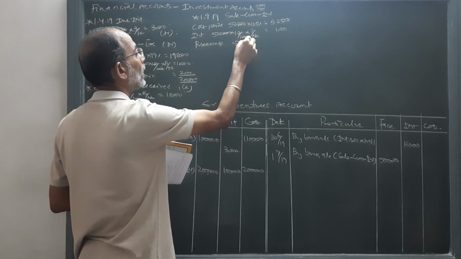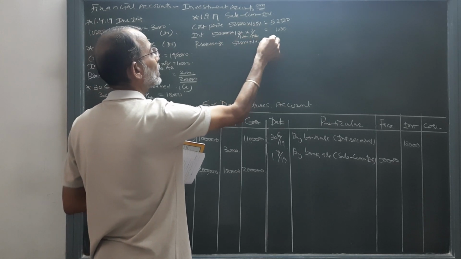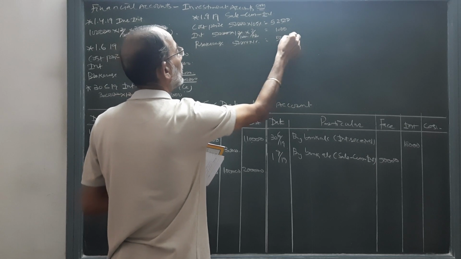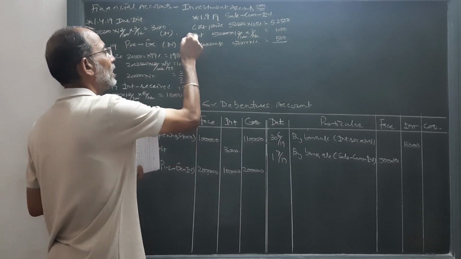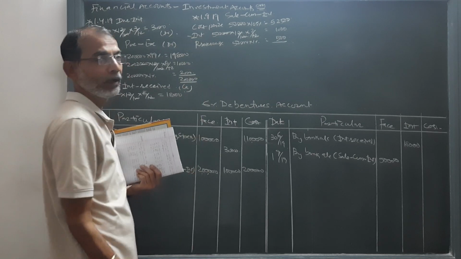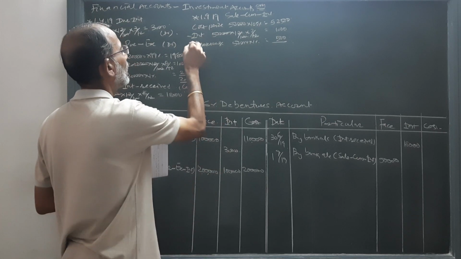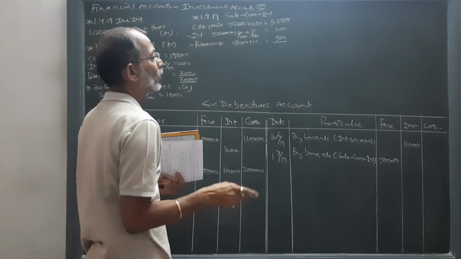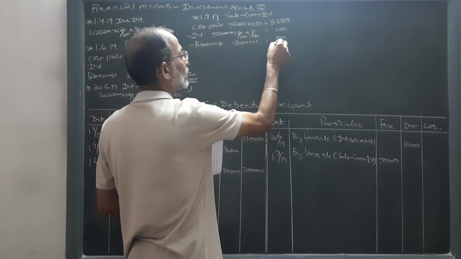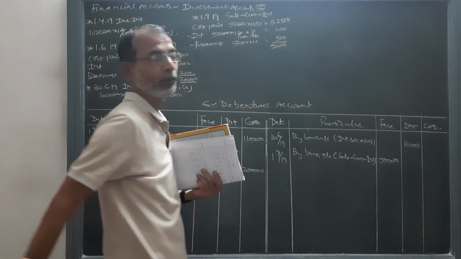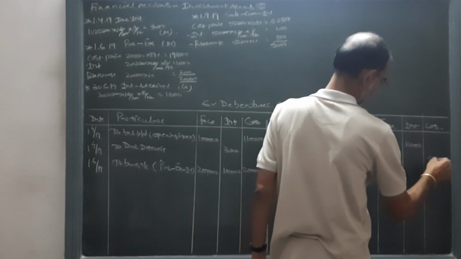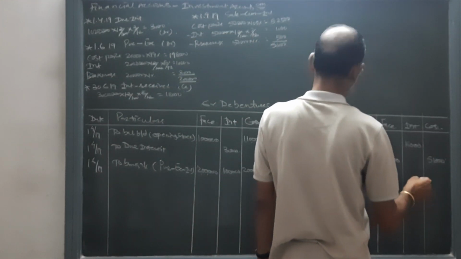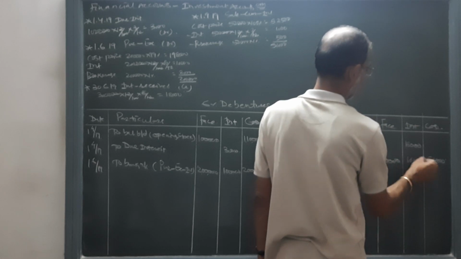Brokerage on 50,000 at 1% will be 500. Now sale is cum interest, so interest will be subtracted while there is a sale, and brokerage also will be subtracted, so the cost value of this will be 51,000. Interest came to 1,000.